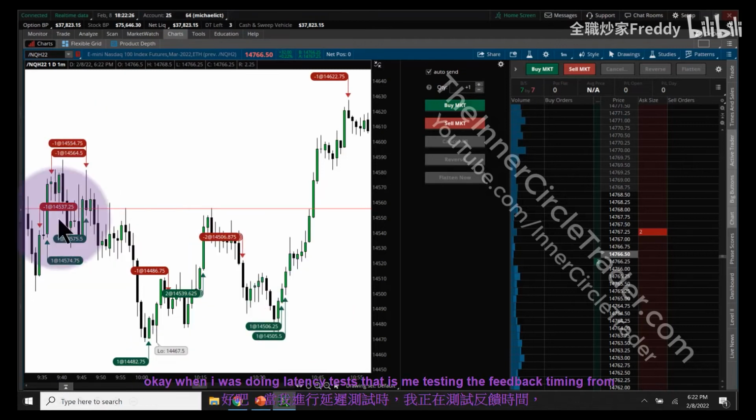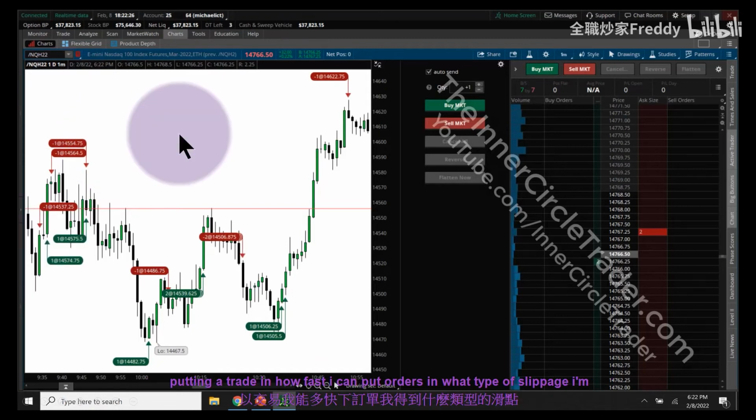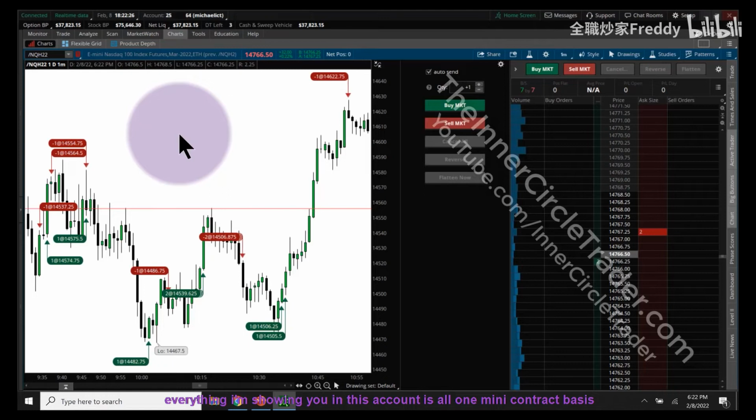This is not latency, okay? When I was doing latency tests, that is me testing the feedback timing from putting a trade in, how fast I can put orders in, what type of slippage I'm getting, because I have an algorithm. And that timing is important for me because this account won't stay at one contract. It'll eventually grow till I can do more. So I need to know how fast I can ramp it up, or is it going to take me a little bit longer term time frame to build it up before I can start pressing it harder.